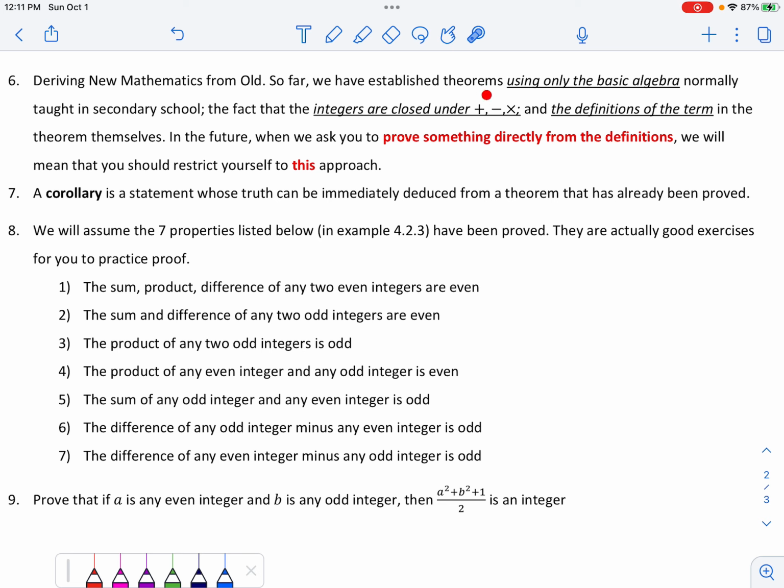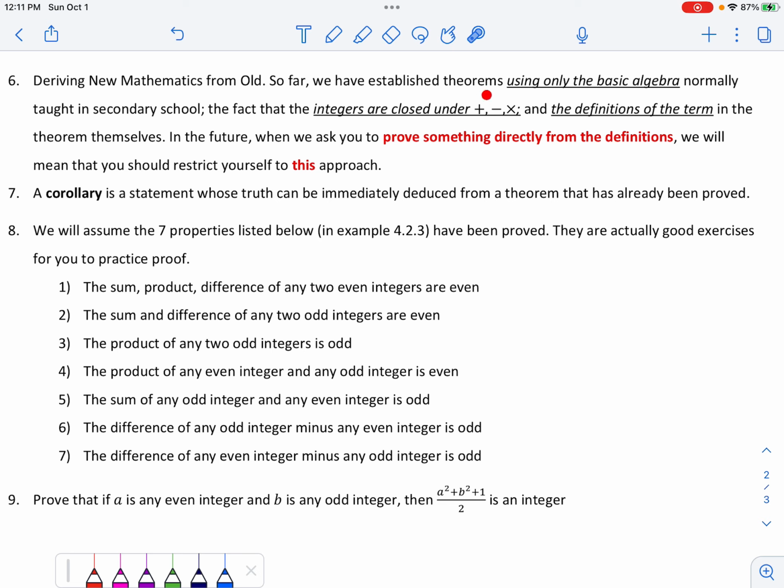We established two very simple theorems using only the basic algebra normally taught in secondary school, and also the fact that integers are closed under addition, subtraction, and multiplication. What does that really mean? Let me give you a quick explanation here.